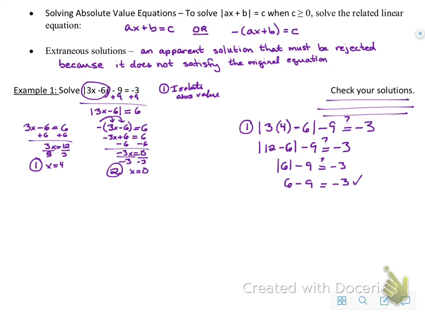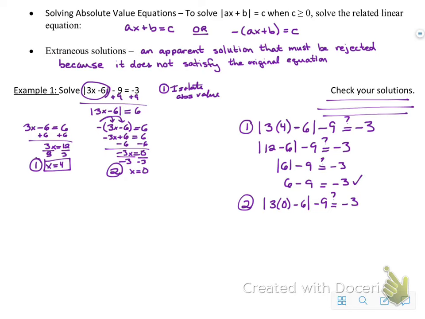So that is a valid answer. Now I can come over here and highlight it and say, yes, that is an answer. For the second one, now I'm going to plug in 0 instead. So we're going to have the absolute value of 3 times 0 minus 6, minus 9. Does that equal negative 3? And the reason I have the little question mark over the top is because at this point in time, I'm not sure whether or not it actually equals negative 3. So I need to make sure I keep going.